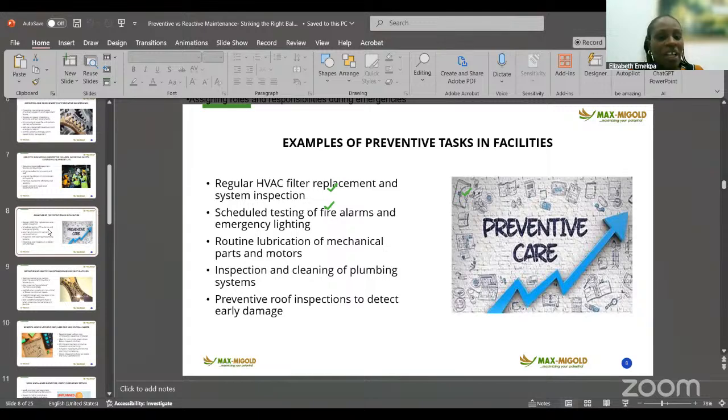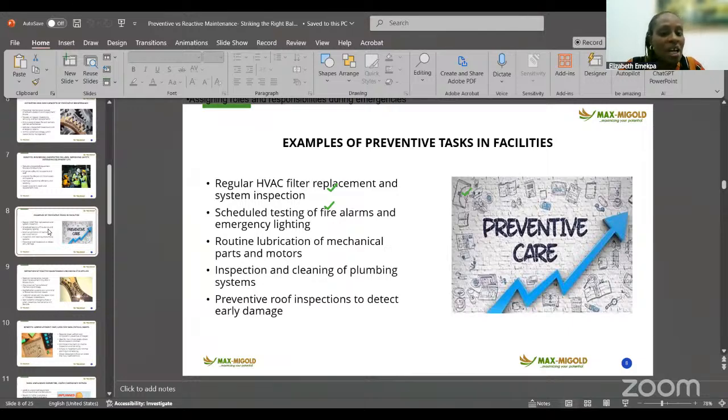Schedule testing of fire alarm and emergency lighting. So let me say, for example, every quarter you're supposed to carry out your fire alarm system test, but you did not. The day there's a real fire, you notice that there's no battery inside your fire alarm panel. What are you going to do? These are ways for us to prevent incidents in our facilities, to ensure that our assets are working well and functioning properly. Are we together?